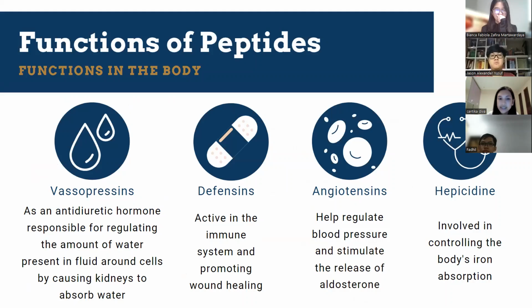And we have defensins. This is exactly like the name, defense. It's basically active in our immune system and promotes wound healing. And then we have angiotensins that help regulate blood pressure, also hepcidin, involved in controlling the body's iron absorption. Also, I'm sure you're familiar with some peptides like collagen that's used for skincare to increase skin elasticity, and also oxytocin, which is familiar in the contraction of childbirth.